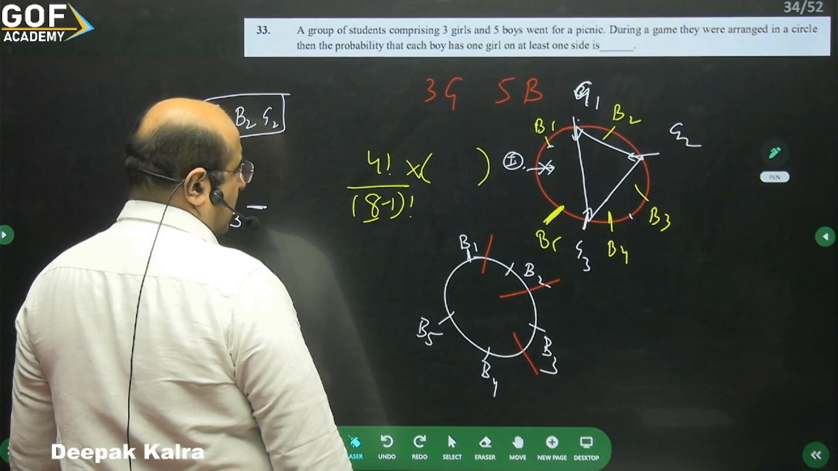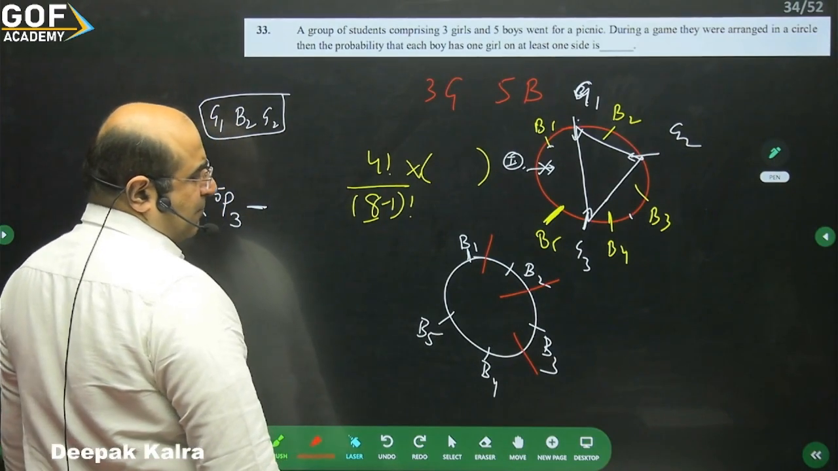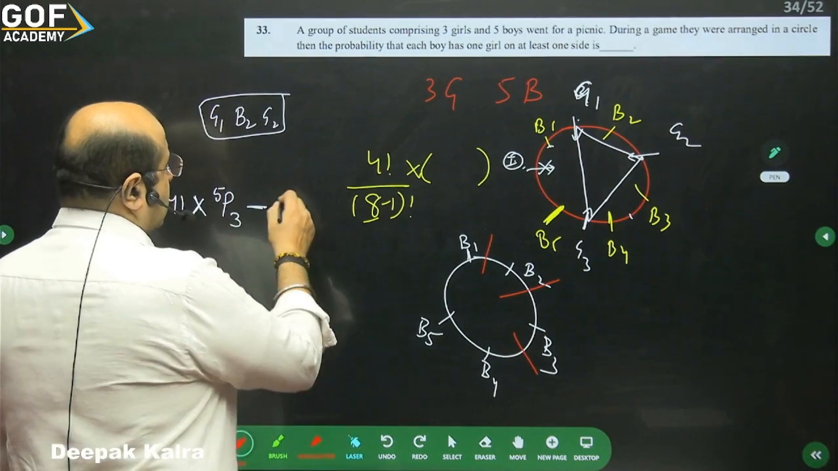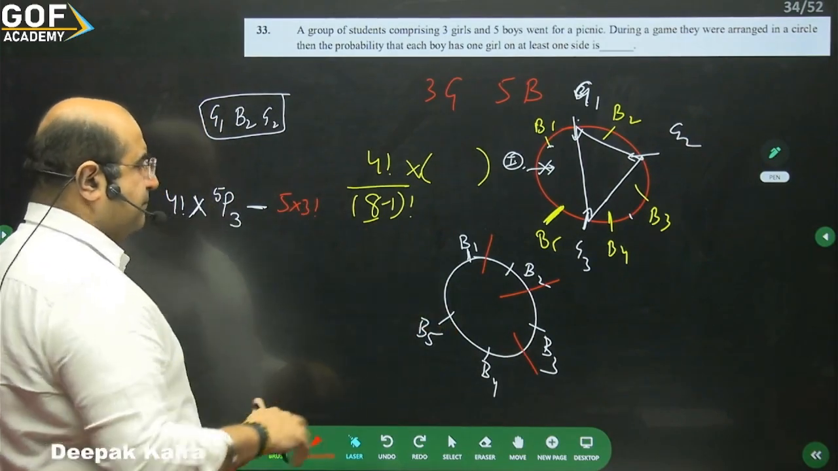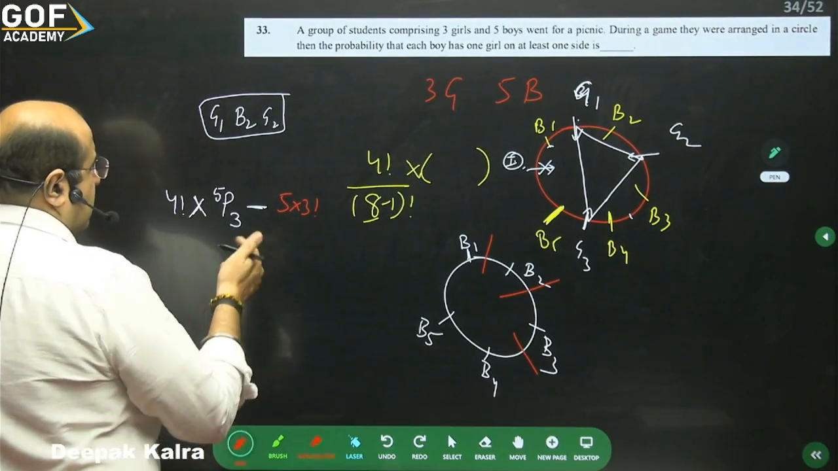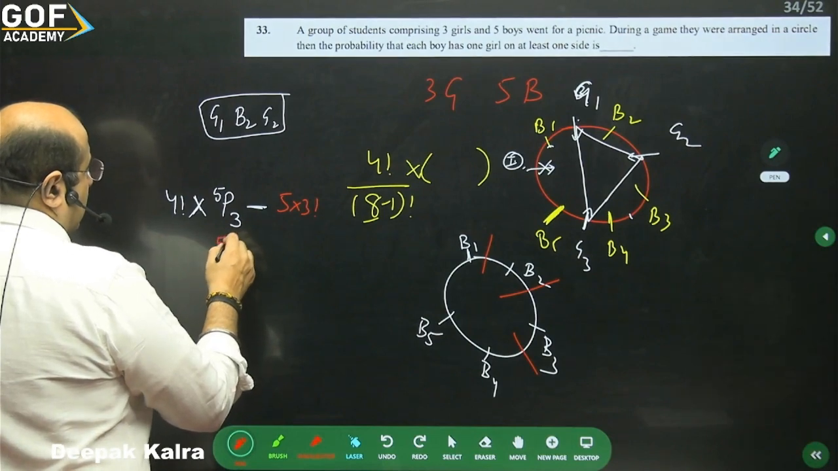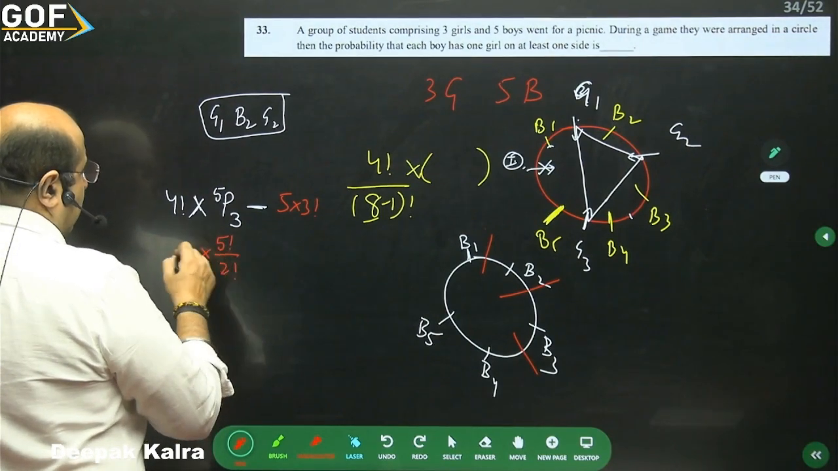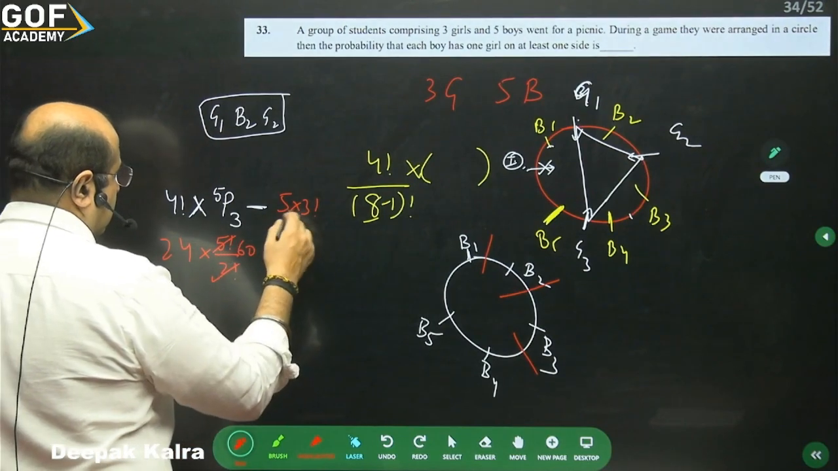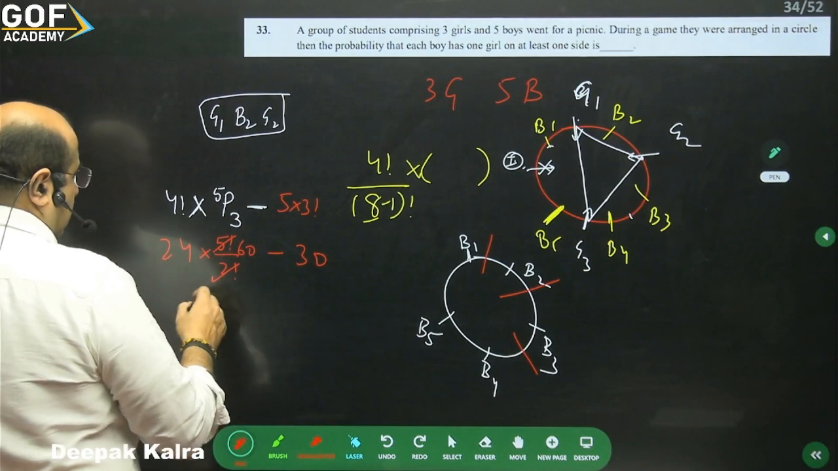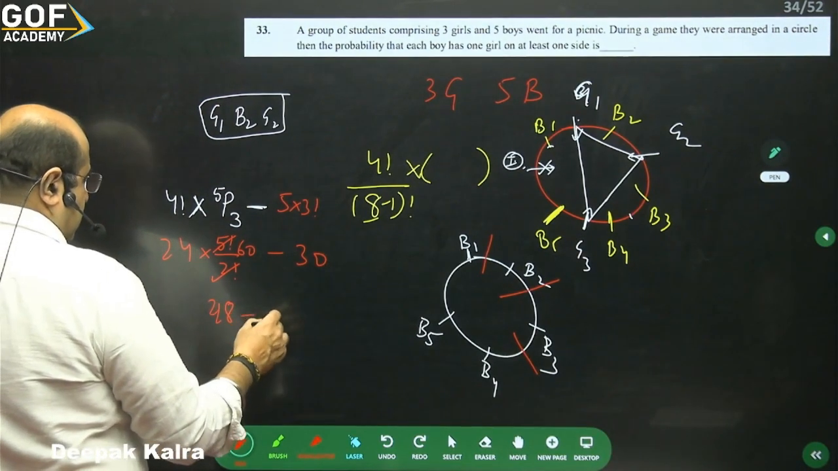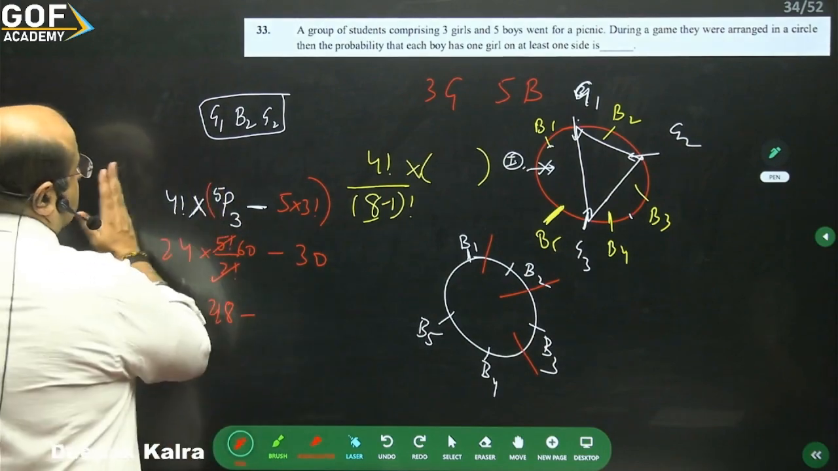How many cases are there? 5 cases, I think you will get it, because 5 spaces are there. So that 5 cases multiplied by 3 factorial. Yes. So this cases should be subtracted. So 5 factorial by 2 factorial multiplied by 24. This is your 60 minus 30. So 48, this is correct. Yes, we got the answer now.